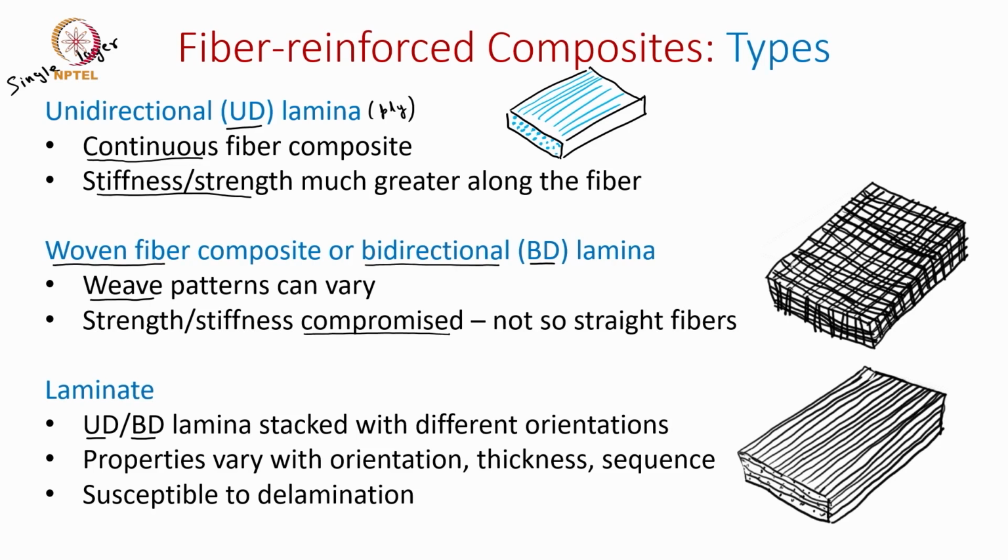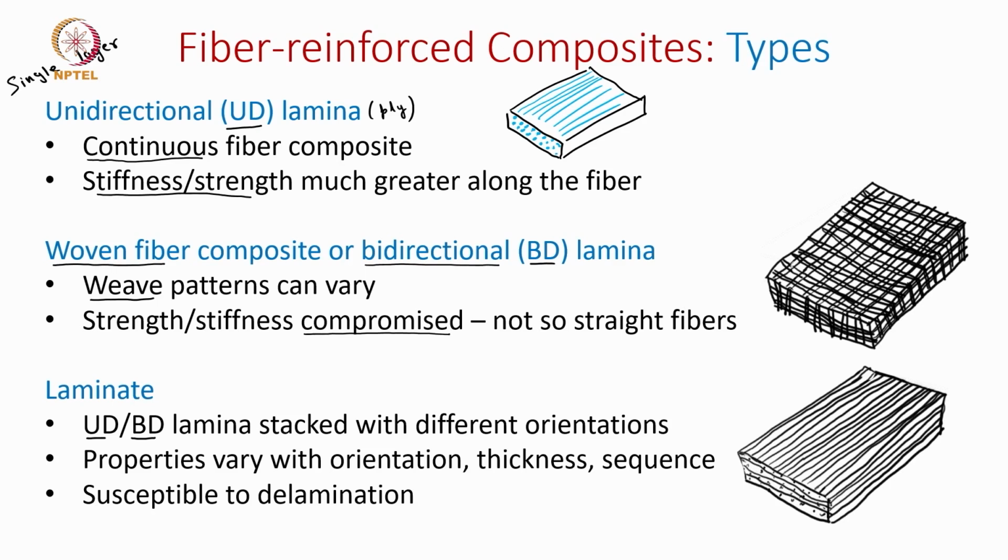Now that we are stacking these layers, we can vary the material in each of these layers. We can also vary the thickness of each of these layers as well as the orientation. Orientation meaning, let us say in the first layer we can have 0 degrees, meaning all of these fibers are horizontal.